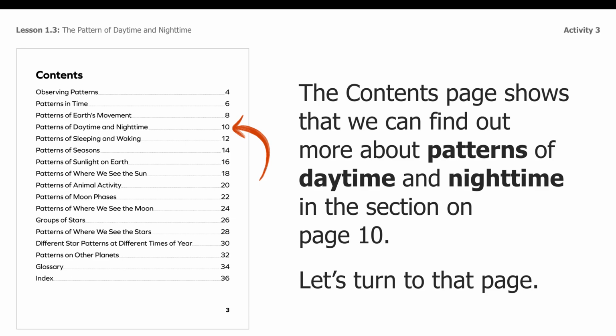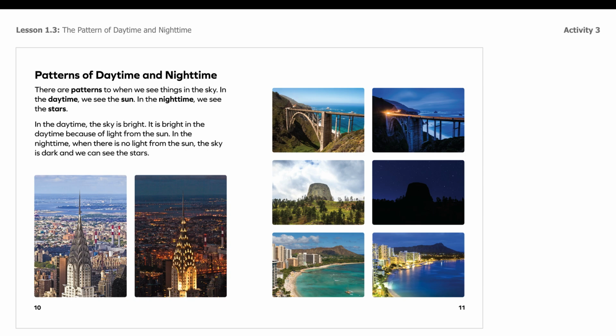So let's look again at the table of contents. And I want to find out about patterns of daytime and nighttime. So if I look at the table of contents, it tells me to go to page 10. So that's what I'm going to do. And I'm going to read again. Patterns of daytime and nighttime. There are patterns to when we see things in the sky. In the daytime, we see the sun. In the nighttime, we see the stars. In the daytime, the sky is bright. It is bright in the daytime because of light from the sun. In the nighttime, when there is no light from the sun, the sky is dark and we can't see the stars.